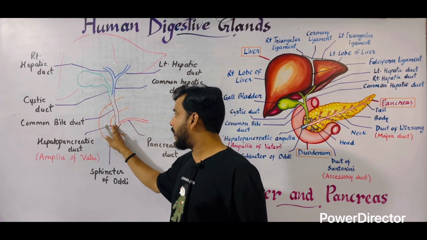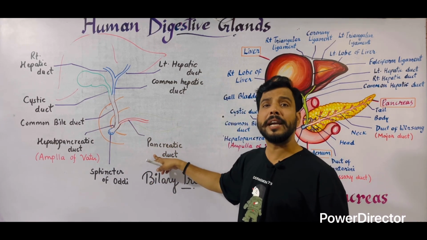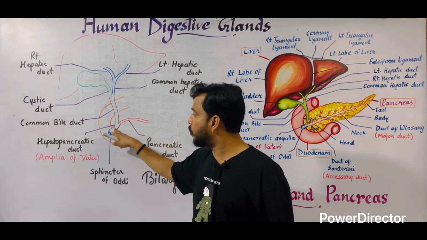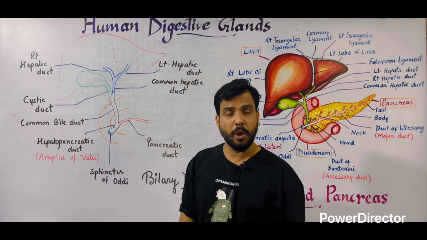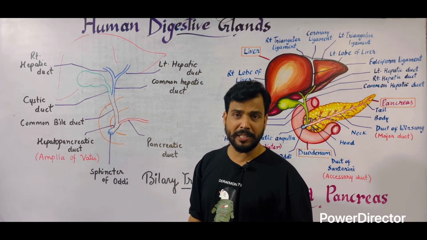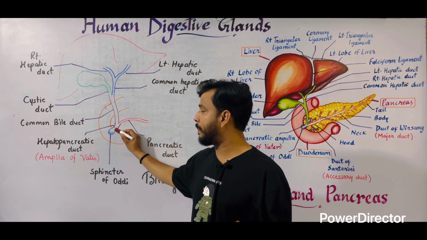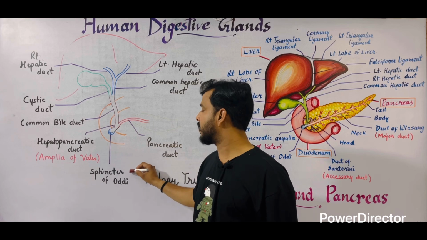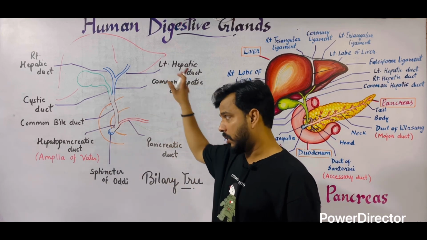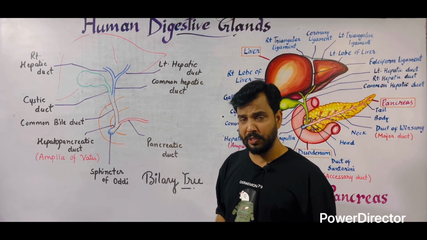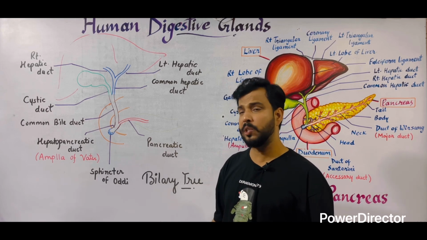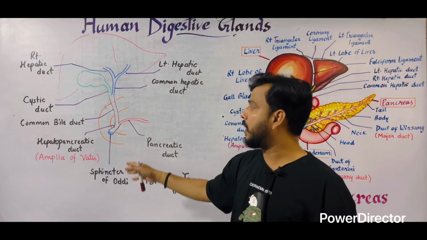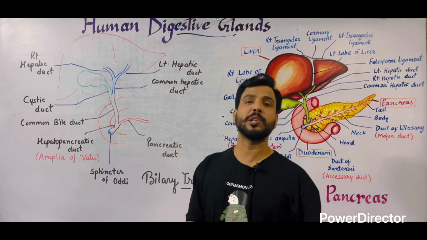Now this common bile duct fuses with the pancreatic duct, which arises from the pancreas, and both the ducts fuse together and are known as the hepatopancreatic duct, also known as the ampulla of Vater. This ampulla of Vater opens into the duodenum through a sphincter known as the sphincter of Oddi. So this system is known as the biliary tree or biliary system, by which bile juice produced inside the liver is stored in the gallbladder and finally enters the duodenum and helps in the digestion of fat.